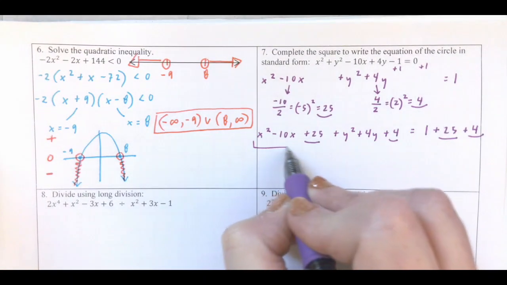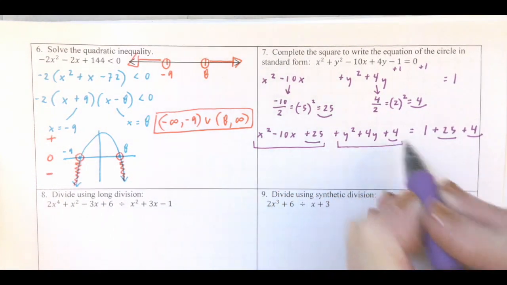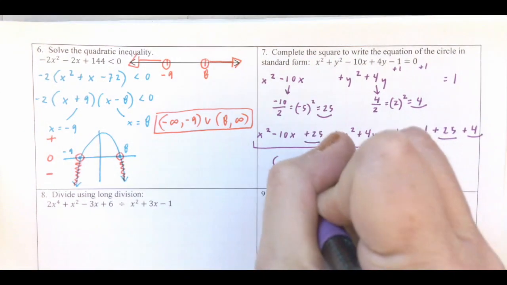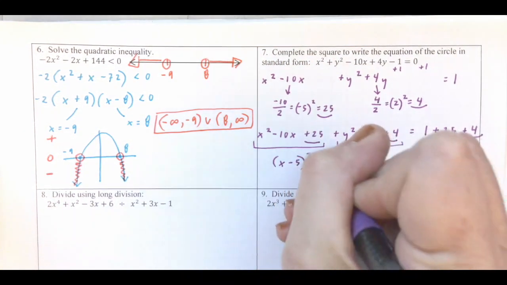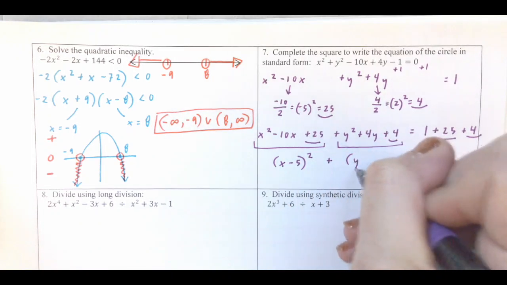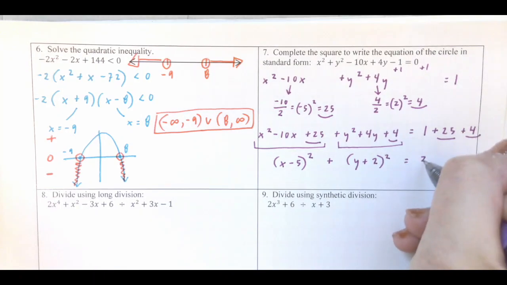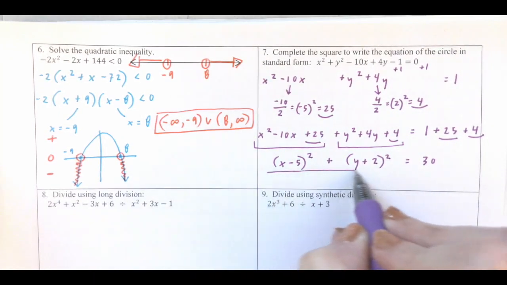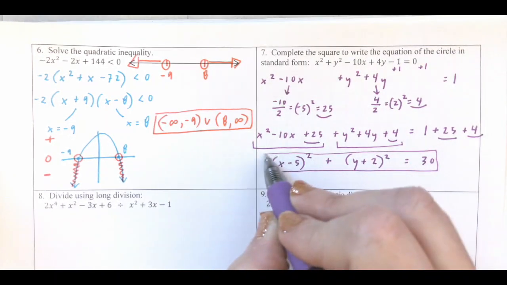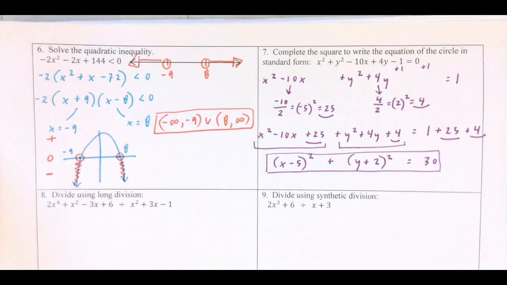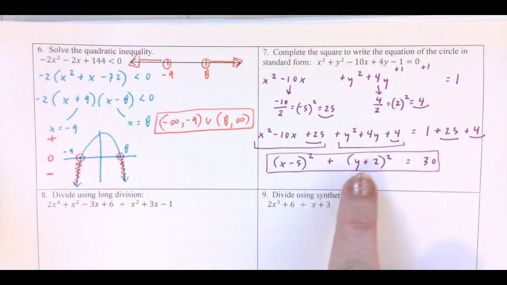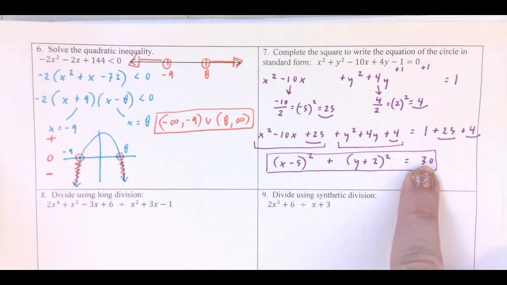So now this is a perfect square trinomial. So is this. So when I factor this, this becomes x minus 5 quantity squared, y plus 2 quantity squared, all equal to 30. Okay, and I'm not making you graph it, but now it is graphable. My center would be at 5, negative 2. This is my radius squared, so my radius would be the square root of 30, right? So somewhere between 5 and 6, somewhere in the middle, roughly.